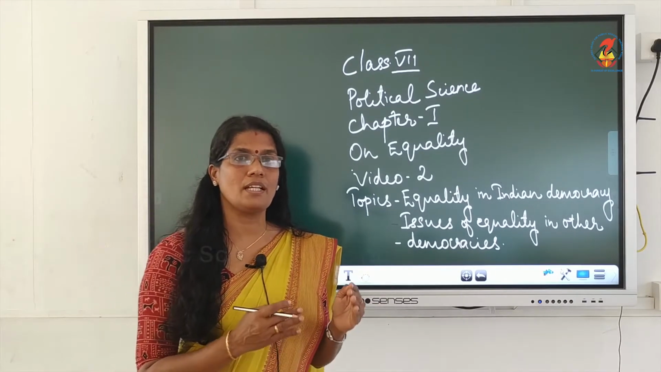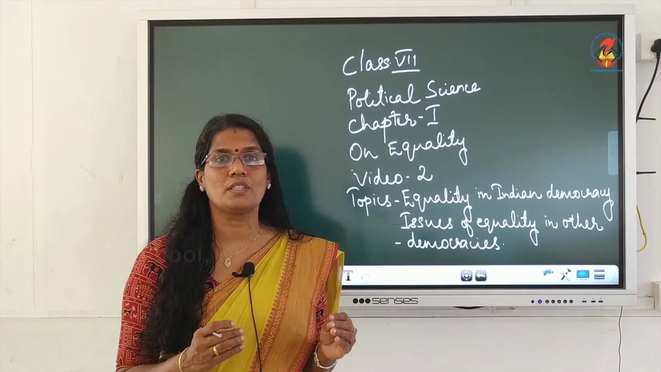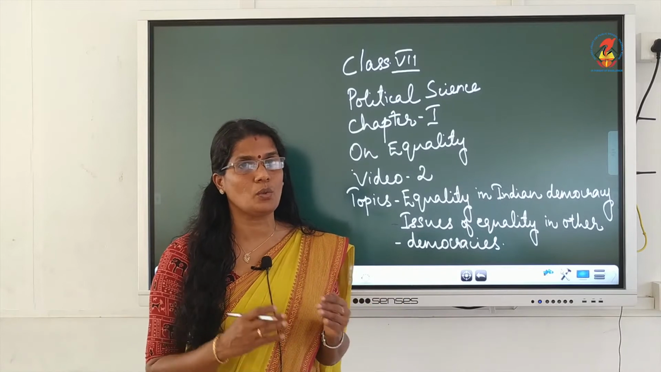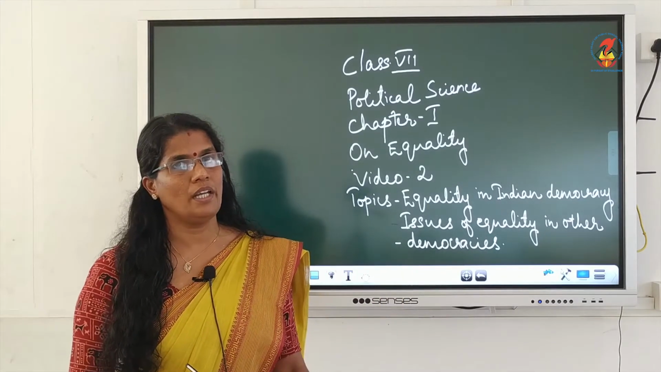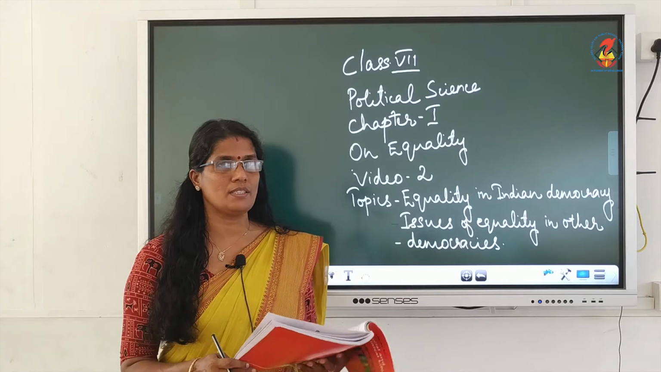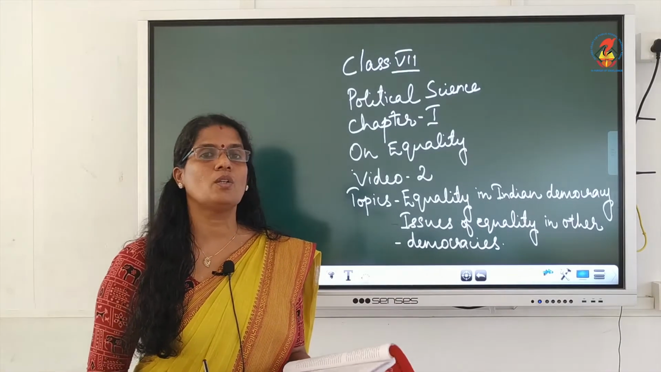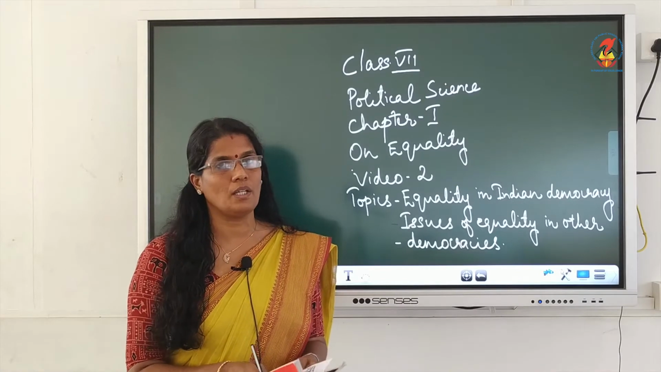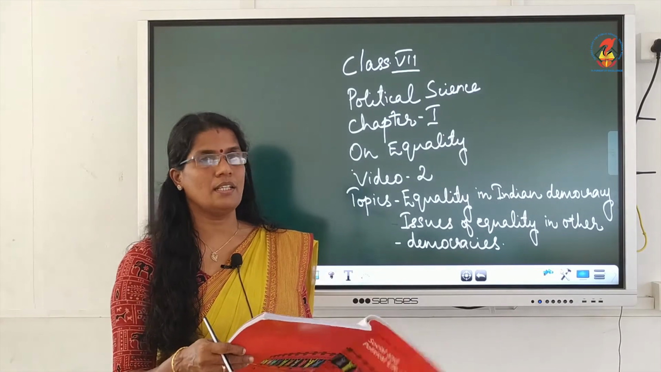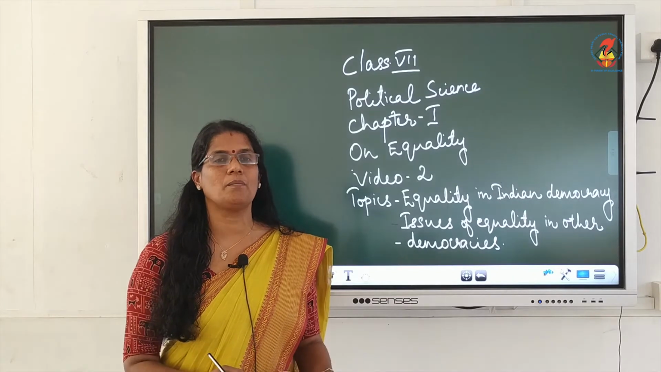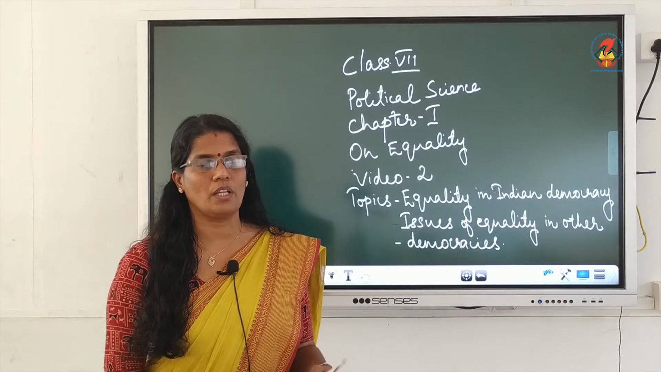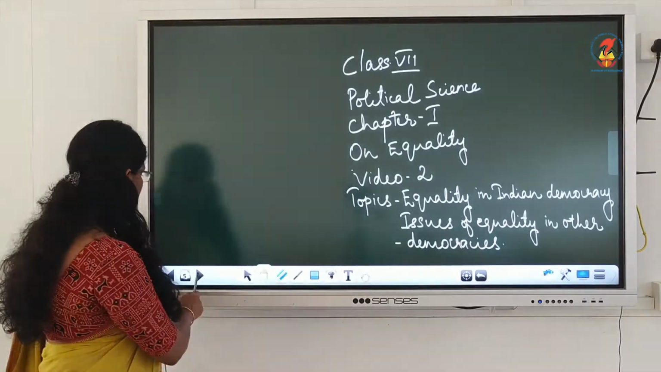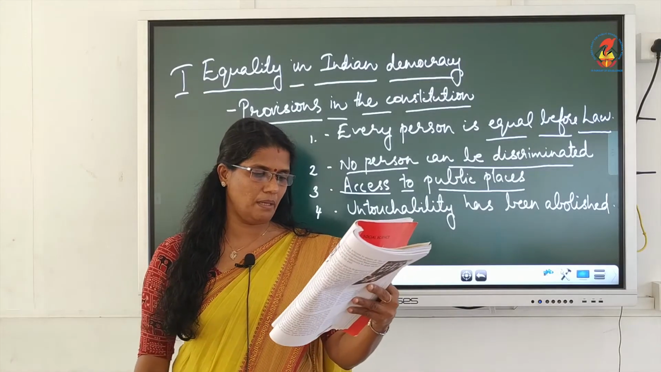But the government has ensured certain provisions for equality. The government has given certain provisions through the constitution for equality to be guaranteed to the citizens. Earlier there were no laws or provisions, and people were treating people unequally. Now you can see that there are provisions provided by the government for equal treatment and protecting the rights of the people. So we will start with page number 10, second paragraph.